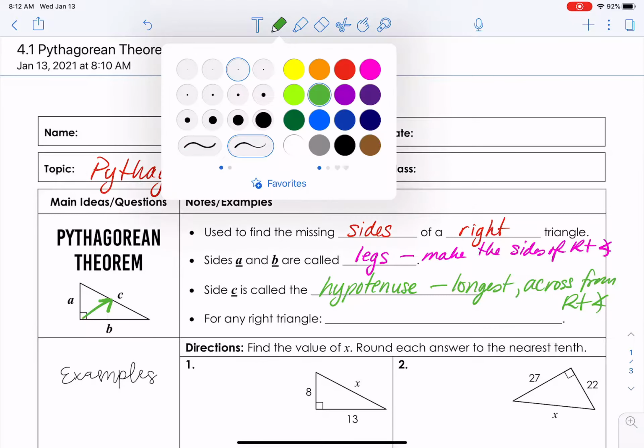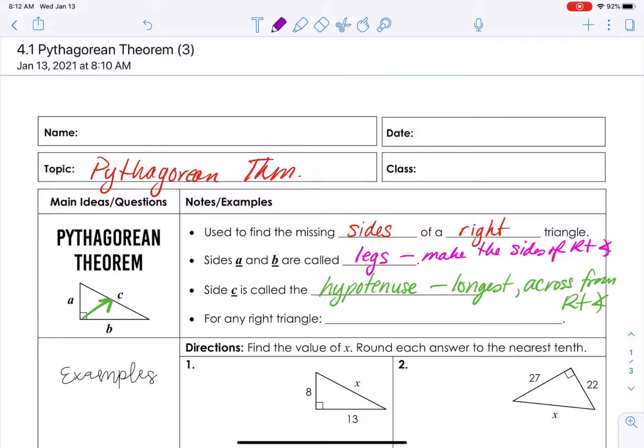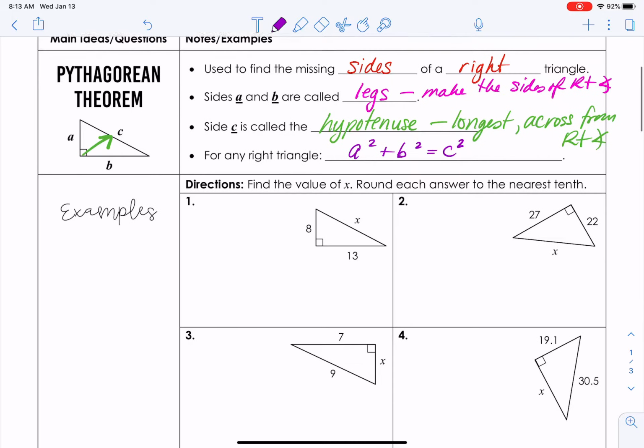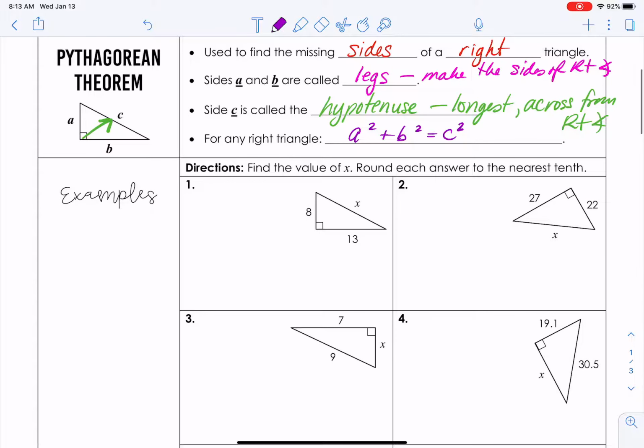early in the problems. For any right triangle, using those three sides, a squared plus b squared equals c squared. Because a and b are being added, they can actually be switched. We could name the vertical one B and the horizontal one A. It doesn't matter which one we do. All right, so the first four problems are just applying the formula straightforward.